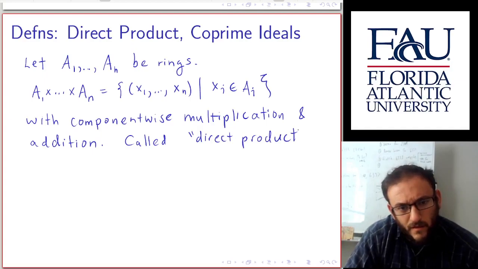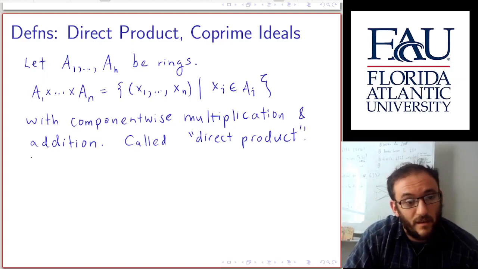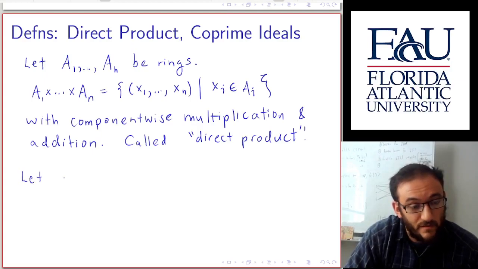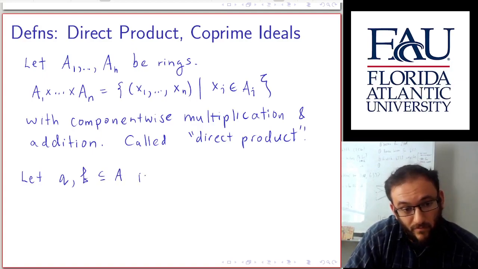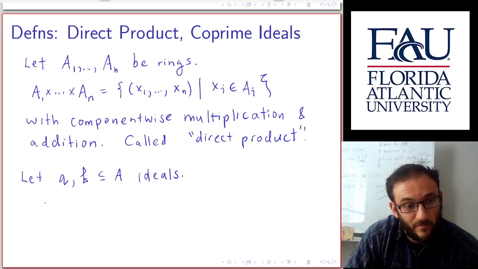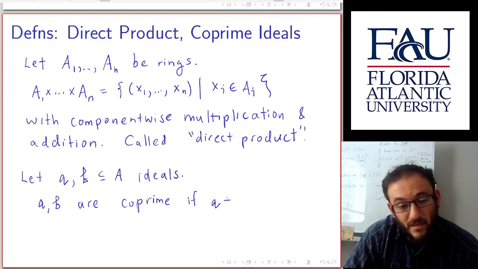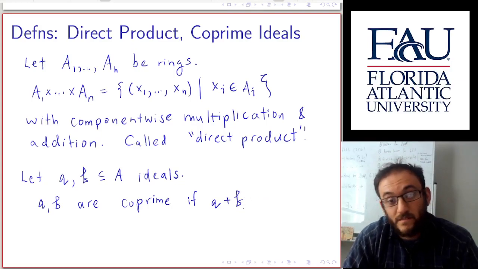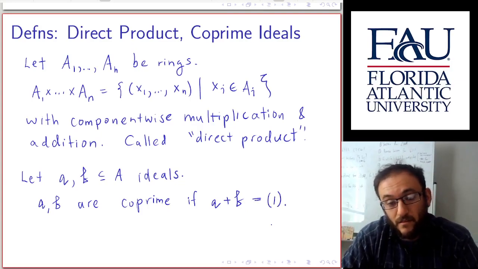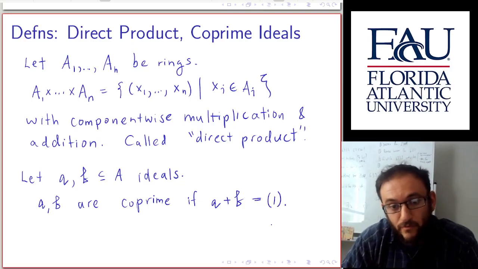Okay. So that's the direct product of rings, and the other definition we need is coprime ideals. If we have two ideals, so let a and b be ideals in a ring A, we say that a and b are coprime if a plus b, the sum of ideals discussed in the last lecture, is equal to the whole ring, or the ideal generated by the unit element. Okay, so that's how we define coprime ideals.